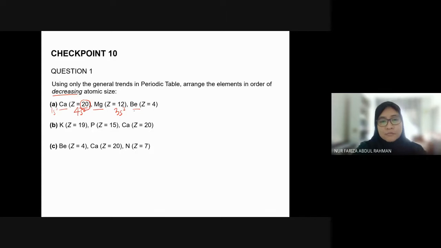For beryllium, the beryllium atom has 4 electrons. That means n is equal to 2, so 2s2.